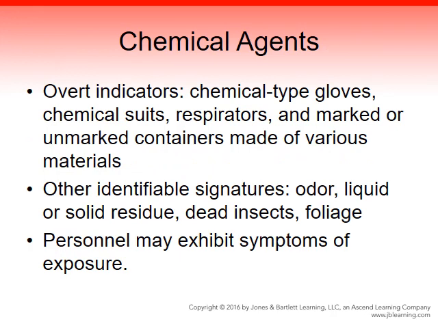Chemical agents. Overt indicators of chemical agents can be chemical type gloves, chemical suits, respirators, and marked or unmarked containers made of various materials. Other identifiable signatures can be odor, liquids, or solid residue, dead insects, or foliage. Personnel may exhibit symptoms of exposure.